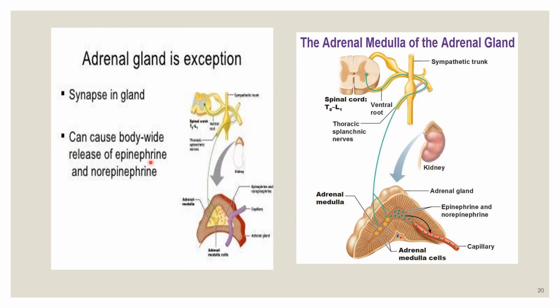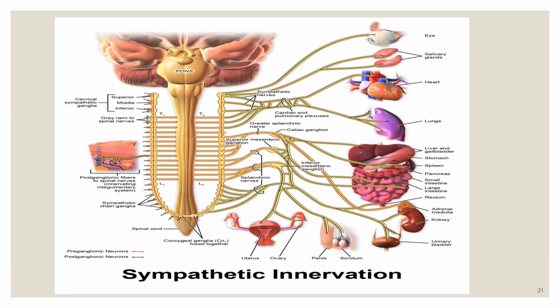We have discussed the adrenal gland exception. Synapse is present in the gland. This is the adrenal cortex and adrenal medulla. Epinephrine and norepinephrine are released into the capillary. Sympathetic innervation.